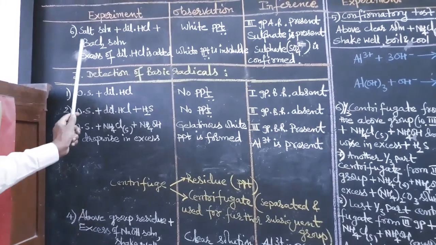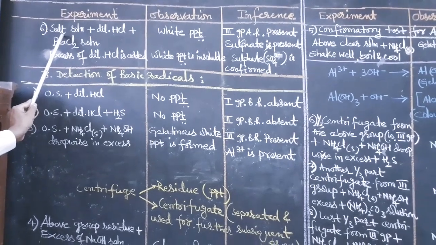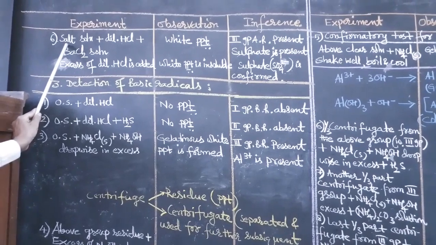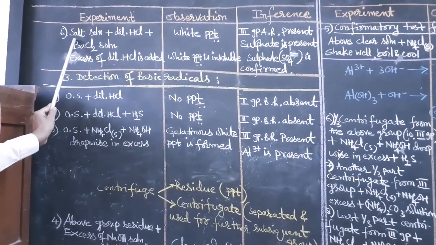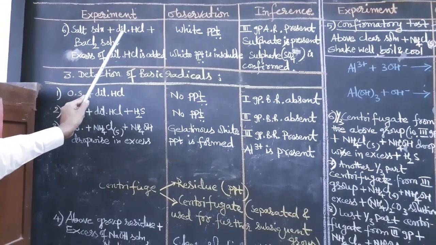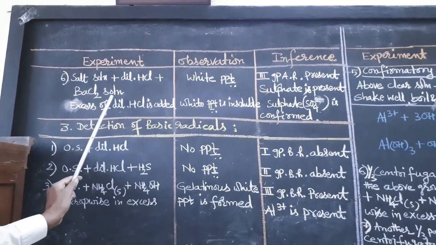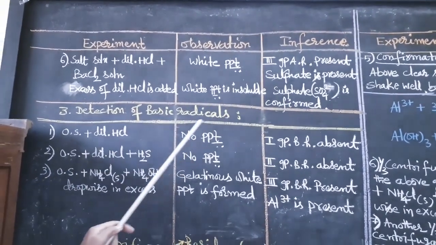Finally, we have to detect the presence of sulfate acid radical. For that purpose, we have taken a little salt mixture, added water, and got the solution called solution of the salt. To that we have added 2 drops of dilute hydrochloric acid, then barium chloride solution. We got a white precipitate. That is the observation we made.